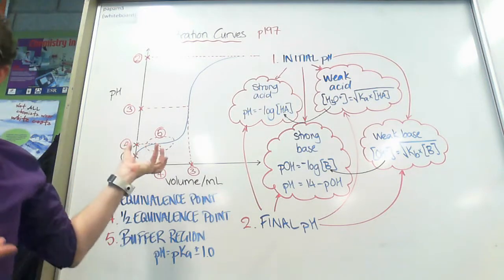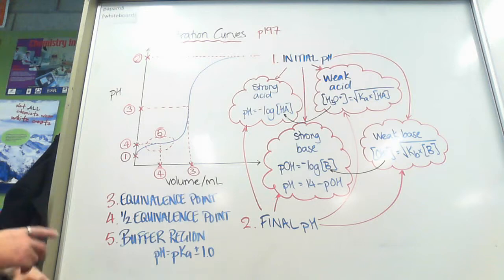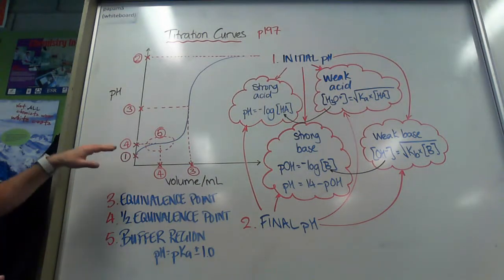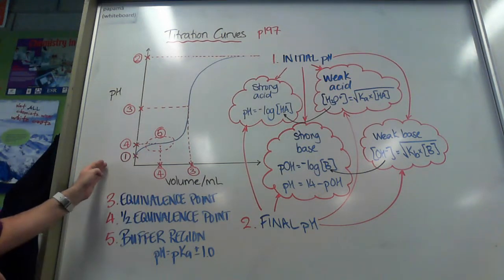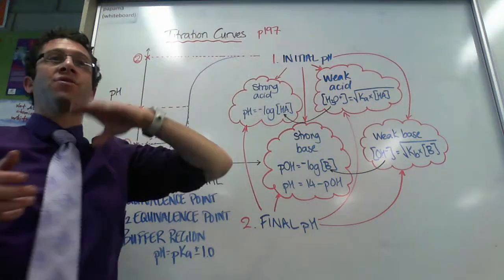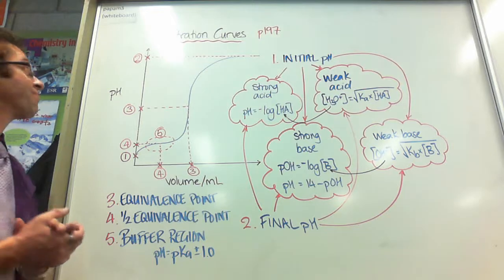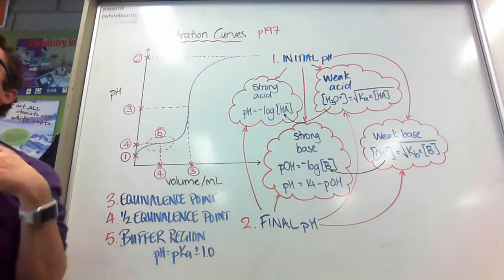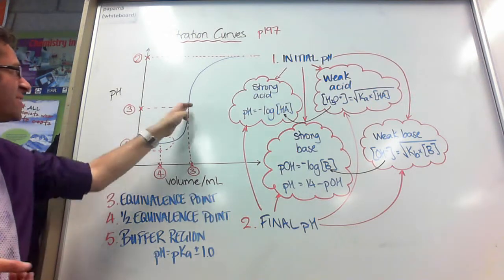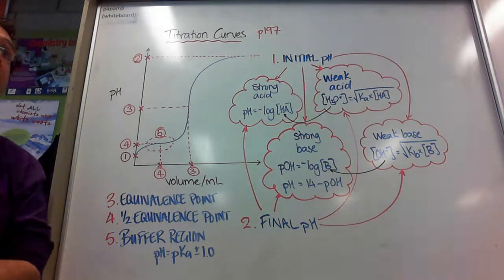A typical example for this one would be sodium hydroxide being added to ethanoic acid. The things you have to be able to calculate are as follows. You have to be able to calculate the initial pH of whatever you start with. You need to be able to calculate the final pH after it's been completely reacted and you've got excess of, in this case, the strong base. You have to be able to work out the pH and the volume for what we call the equivalence point. This is actually quite tricky, and this is one of the things that we'll show you next term.